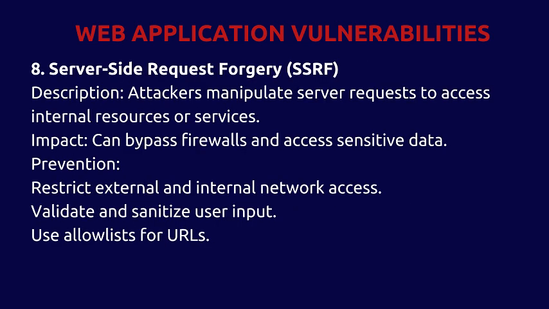Next, which is number 8, we have the SSRF, which is the server-side request forgery, where attackers manipulate server requests to access internal resources or services. What then are the impacts? This can bypass firewalls and access sensitive data. How then can we prevent them? By restricting external and internal network access, by validating and sanitizing user input, then use an allow list for URLs.